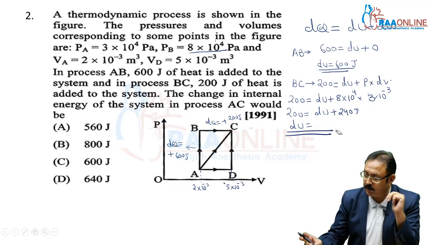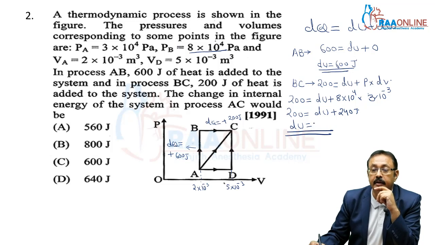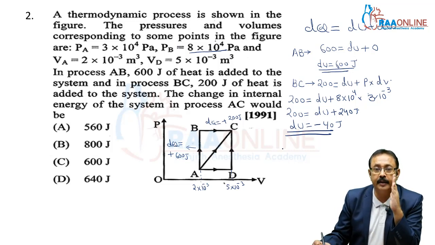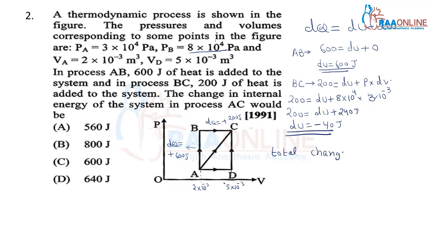So 200 minus 240 means internal energy is decreasing by minus 40 joule. So first the energy increased by 600, then decreased by 40. So the total change should be 600 minus 40, which means 560 joule. So we will go with option A, 560 joule.